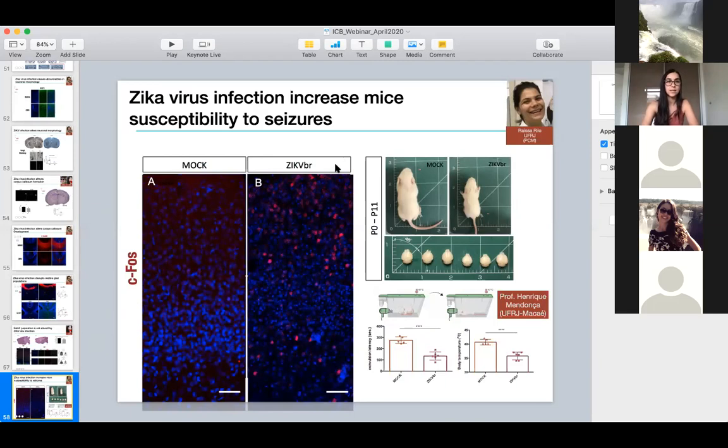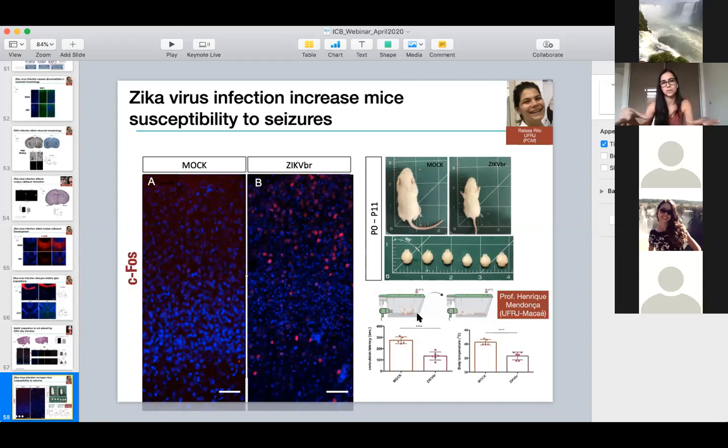And you can see here the Zika brain has more labeling of c-Fos, so it's hyperactive. And to test that behaviorally, she used a technique that was taught by Professor Henrique Mendonça at UFRJ. So she basically performed a seizure test with those animals.